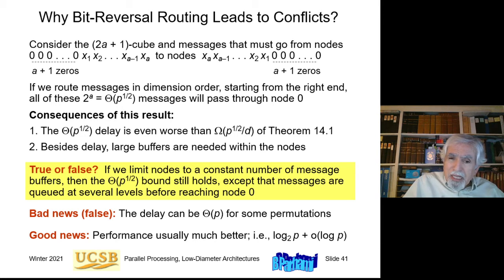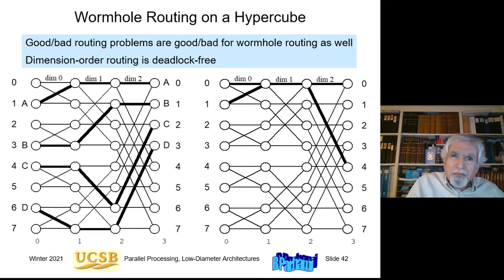However, again, the good news is that performance is usually much better. So it's really of the same order as log 2p in many practical cases, plus these lower order terms. So the difference with this optimal is fairly small in practice for the average case routing problem. Okay, wormhole routing, I already discussed. It's the same problem. If paths are distinct, then worms will not interfere with each other. If paths conflict with each other, then worms will block each other. And we have basically the same disadvantage as in store and forward routing.